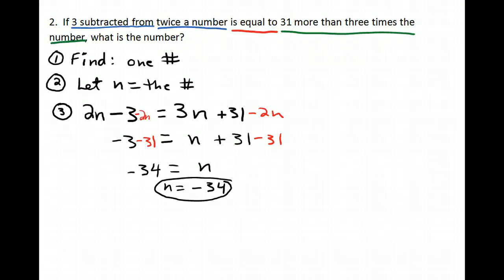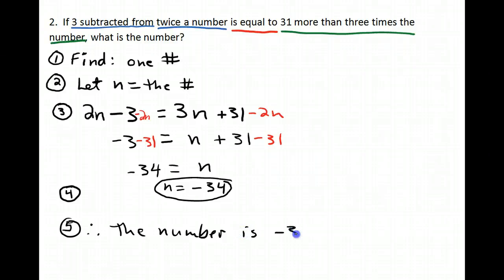Alright, I got n equals negative 34. I circle that. Right across from that I put my number 4, and then my conclusion would be therefore the number is negative 34.